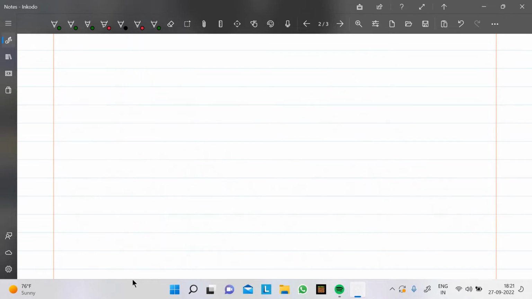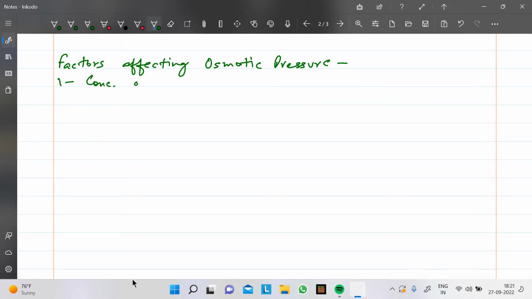Now we will discuss the factors affecting osmotic pressure. The first one is concentration of solute particles.